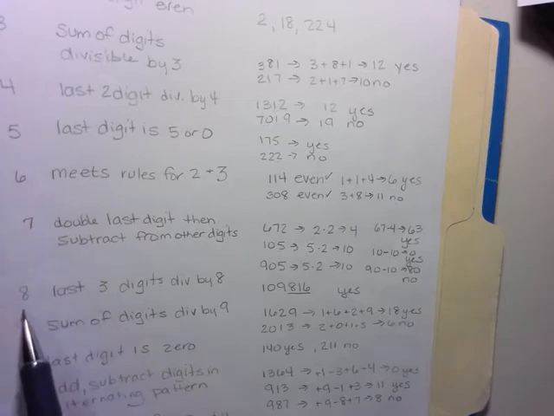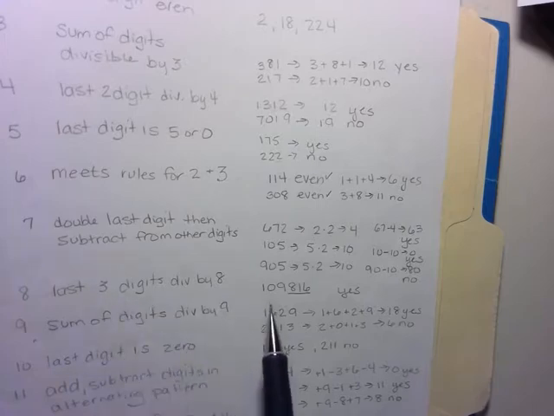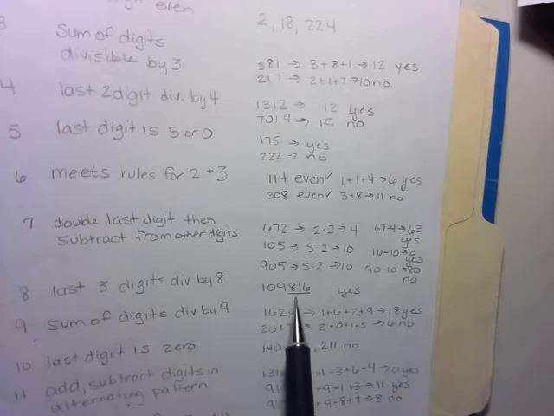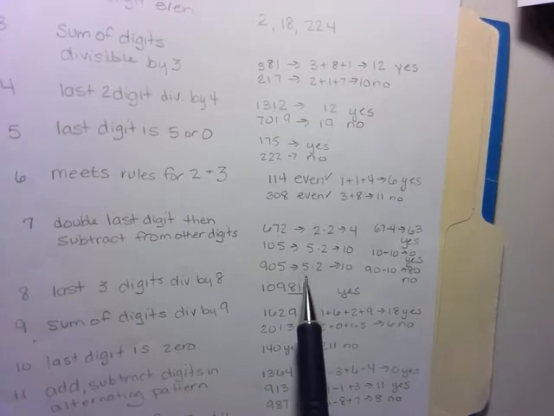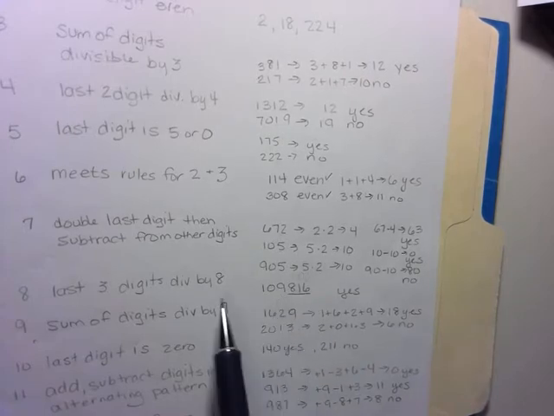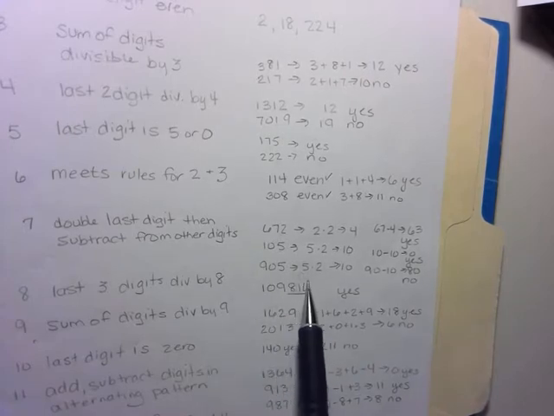The rule for 8 is the last 3 digits have to be divisible by 8. So in an example of 109,816, I'm just looking at the 816. The 816 is divisible by 8. 8 goes into 8 once, 8 goes into 1 0 times, 8 goes into 16 twice. So 8 into 816 is 102.